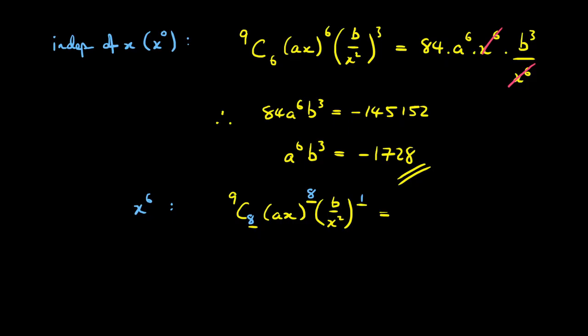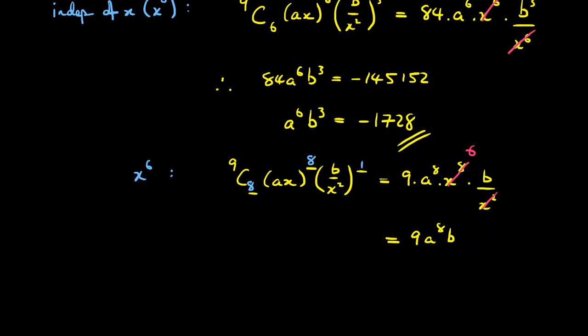So we're going to get 9C8, I think is 9. Just check it, 9C8. Yeah, 9 times a to the power of 8, x to the power of 8 times b to the power of 1 over x squared. Well, I can cancel off, can't I? I divide top and bottom by x squared. And so what I'm going to get there is x to the power of 6. Okay? So then, if I do that, I'm going to get 9a to the power of 8 times b.